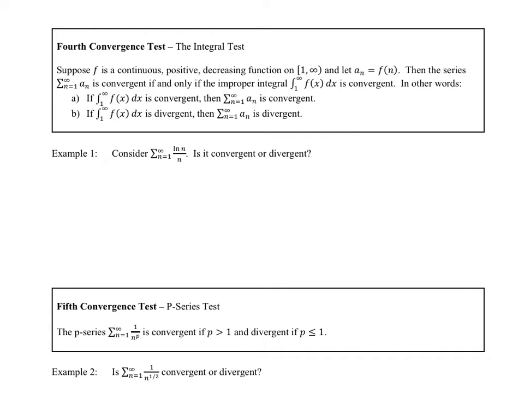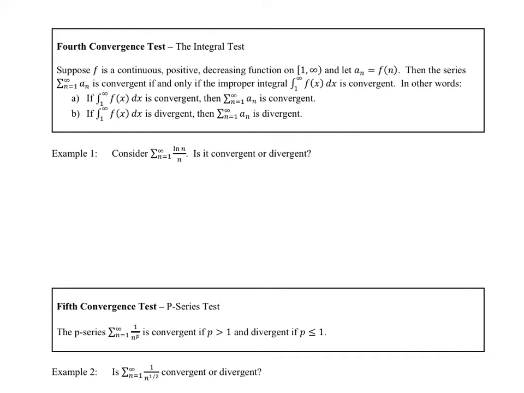But basically what we have at this point is test number 1, which is the nth term test, or the limit test. Test number 2, which is the geometric test. Test number 3, which is the collapsing sum or the telescoping sum. And now we have the fourth convergence test, which is the integral test.